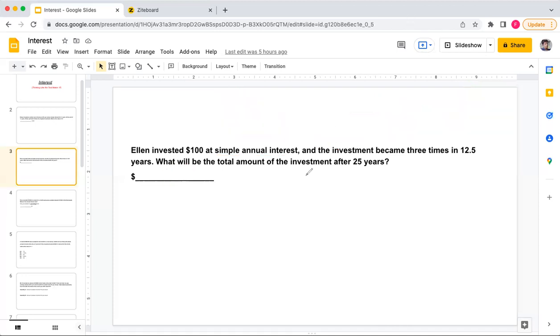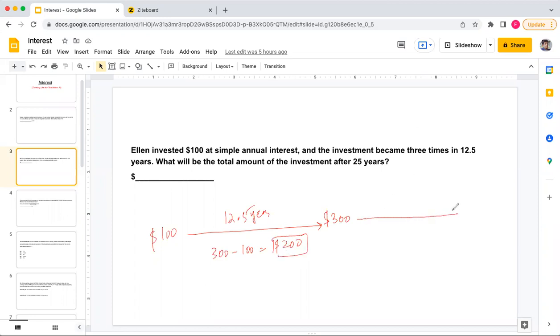Okay, I was saying that the initial investment is $100, and in 12.5 years this value becomes 3 times, which is 3 into 100, which is 300. And how much is the increase? 300 minus 100, 200. So there is a simple interest of 200 in a period of 12.5 years.